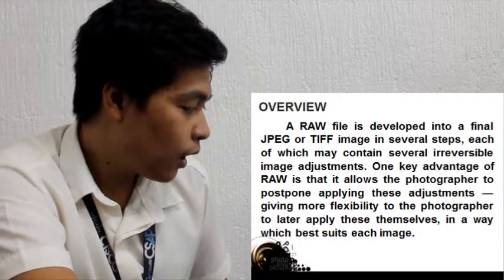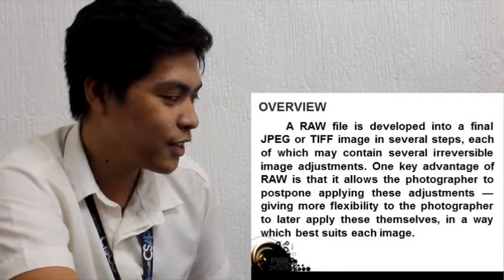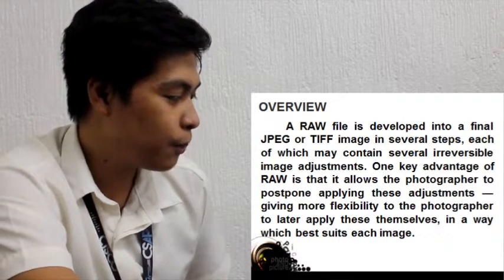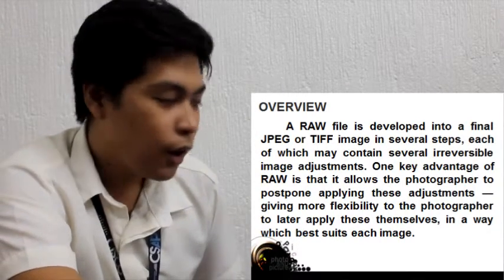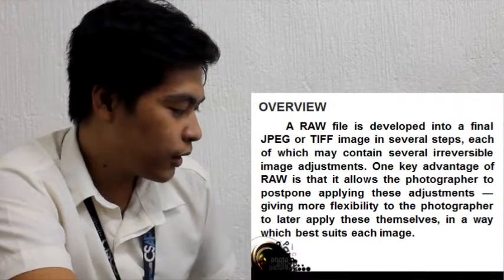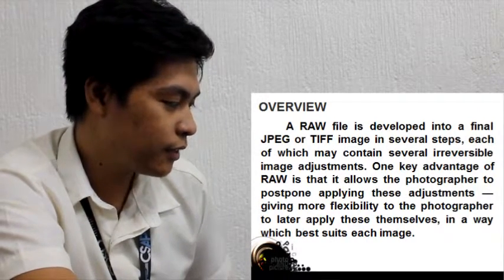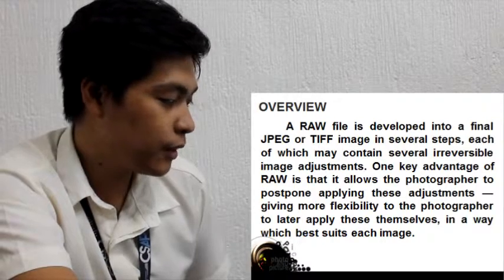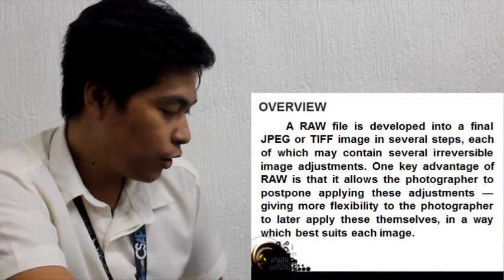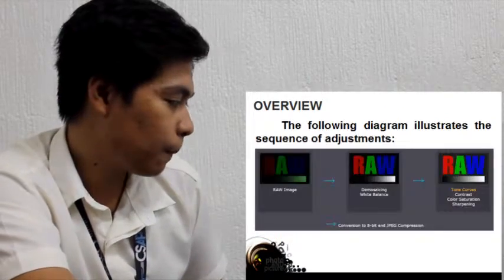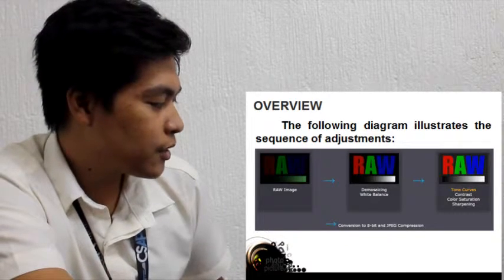Overview. A raw file is developed into a final JPEG or TIFF image in several steps, each of which may contain several irreversible image adjustments. One key advantage of RAW is that it allows the photographer to postpone applying these adjustments, giving more flexibility to the photographer to later apply these themselves in a way which best suits each image. The following diagram illustrates the sequence of adjustments.